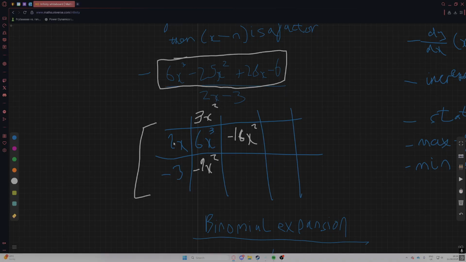Then you do the same thing you did from earlier. What do you multiply 2x by to get negative 16x squared? Well, negative 8x. Then you multiply, get 24x. And then do the same thing. What do you need to get to 28x from 24x? Well, positive 4x. What do you need to multiply 2x by to get 4x? Well, just 2. And that's your quadratic that you've just divided from this cubic: 3x squared minus 8x plus 2.